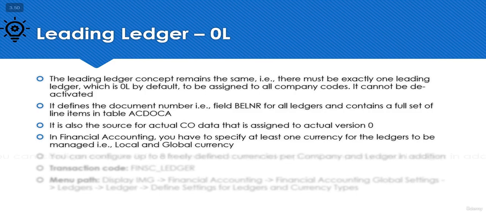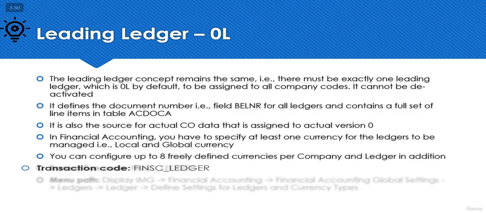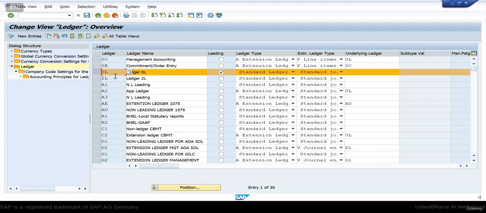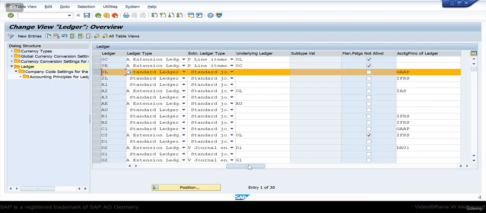That is local and global currency. You can configure up to 8 freely defined currencies per company and ledger in addition. This is a transaction code FINCY_LEDGER, and here is its menu path, which we are already aware of. So I am in a ledger configuration screen, and you can see 0L, the leading ledger created by SAP. So the company must be assigned to this ledger.